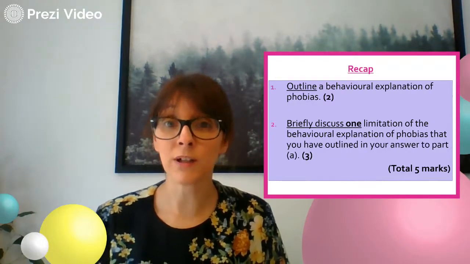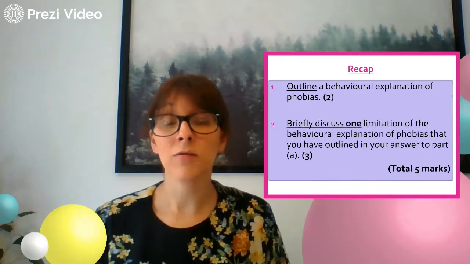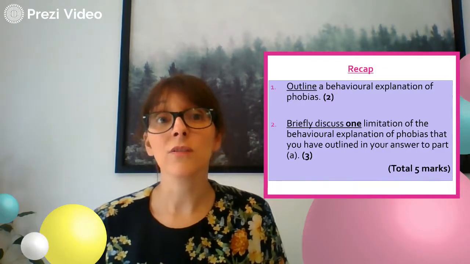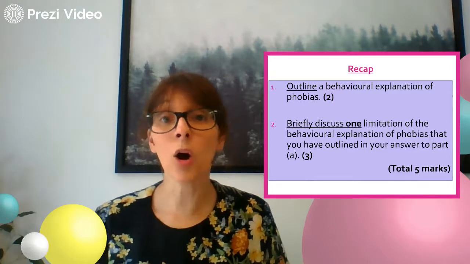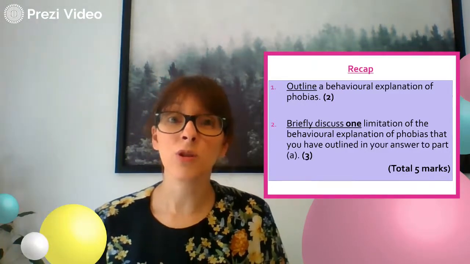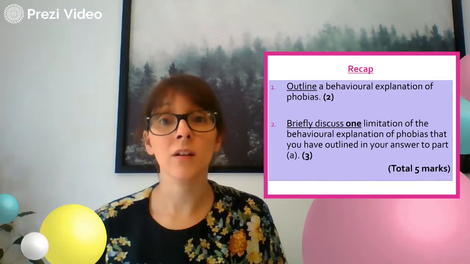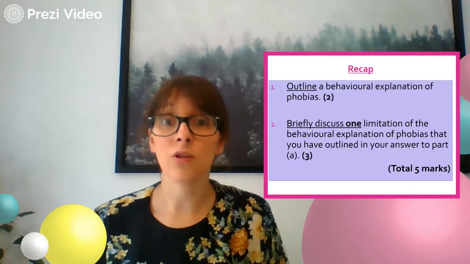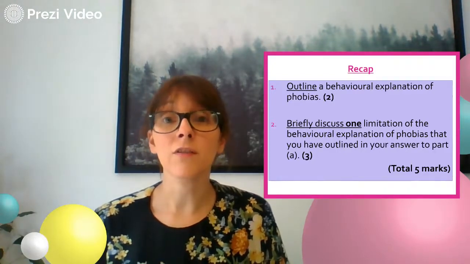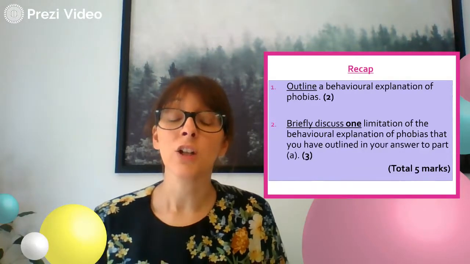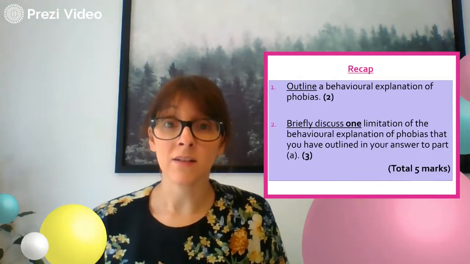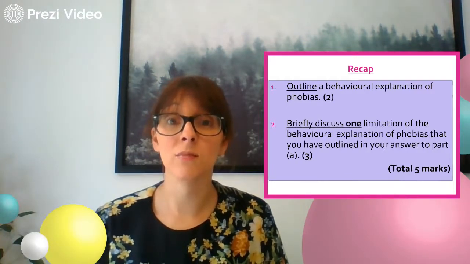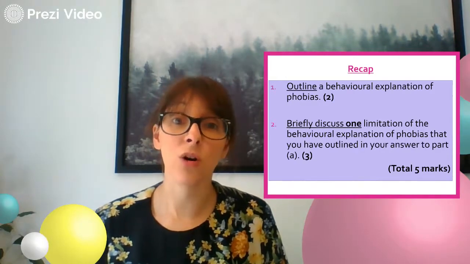And then our second question, briefly discuss one limitation of the behavioural explanation of phobias that you've outlined in your first question. So if you've done classical conditioning, or operant conditioning, it doesn't matter, because you can use the same evaluation points if you're saying that it's too simplistic and it ignores cognitive factors, so you can use that for both. If you've used classical conditioning, you could use the idea that not everyone can recall an incident, therefore it's hard to verify whether an association has been made between a stimulus and a response because they can't recall that event.